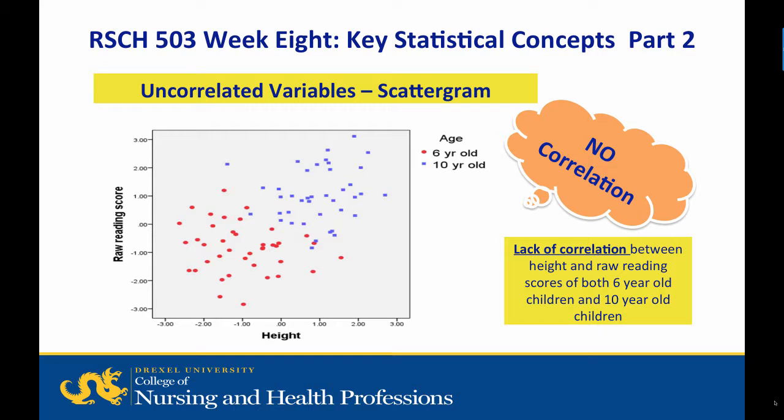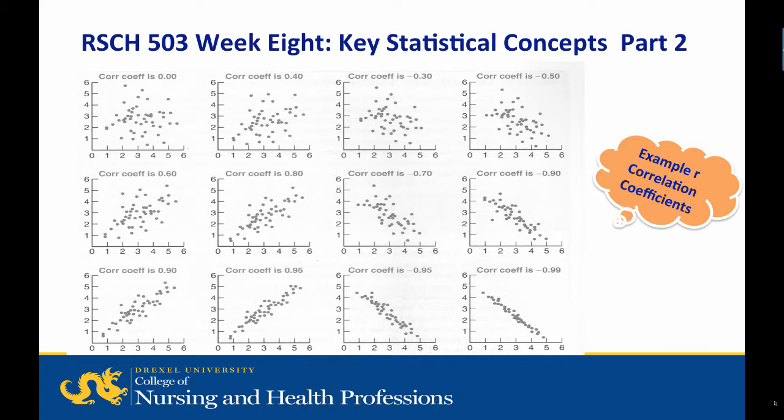This slide illustrates a scattergram of uncorrelated variables. In this case, the variables are the height and raw reading scores of both 6 and 10-year-old children. This scattergram illustrates uncorrelated variables. This slide illustrates a variety of scattergrams of correlation coefficients, Pearson R values between variables, from R values of 0.00 to 0.99.